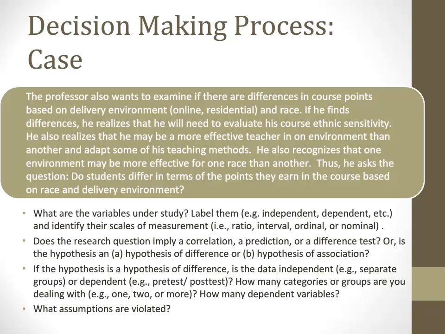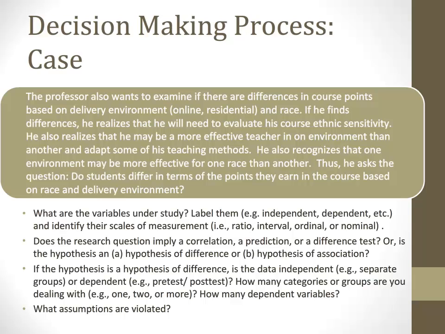So we can say that race and delivery system are our independent variables. Now, race is category: Caucasian, African American, Hispanic. They can't be ranked, they can only be put into categories, therefore race is nominal. We can say the same about delivery system: online versus residential. There are two categories that can't be rank ordered, so this variable is also measured at the nominal level.